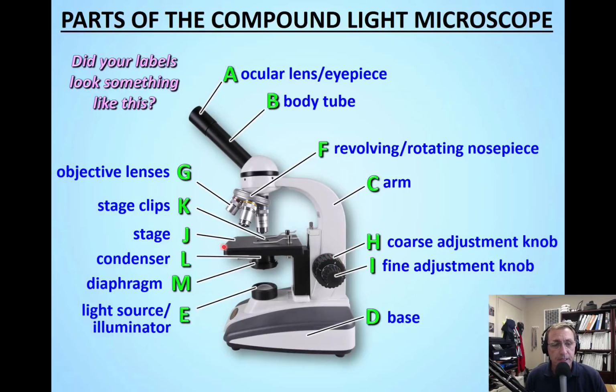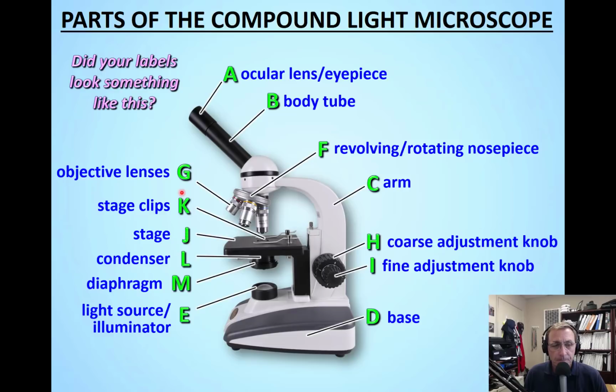J, over here, is the stage, that's this flat piece. As you can tell, the lenses and the body tube and ocular lens, they don't move, they don't adjust. Well, the rotating nose piece does, which changes the objective lenses, but they don't go up and down. The only thing that adjusts for focus and to get things to where you can see them is this stage. So that's the part that's actually moving.